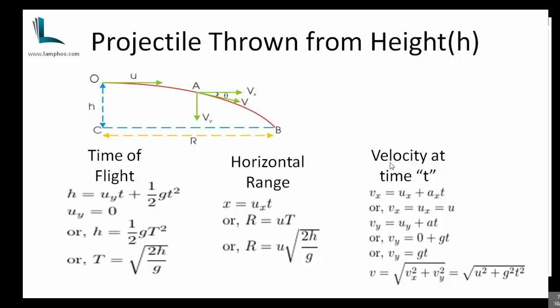For the velocity at any instant t, let us use an equation of motion of the following form. In x direction, the velocity remains same, so Vx is equal to Ux, which is u. In y direction, Vy equals Uy plus g t, but Uy is 0. So we get Vy equals g t. Now, the total resultant velocity is equal to the square root of Vx square plus Vy square. So, we finally get V at time t equals square root of u square plus g t whole square.